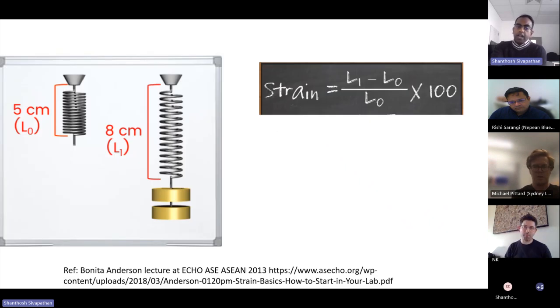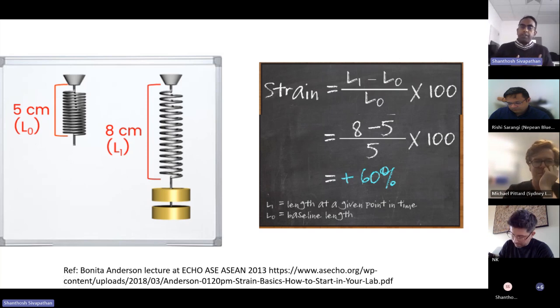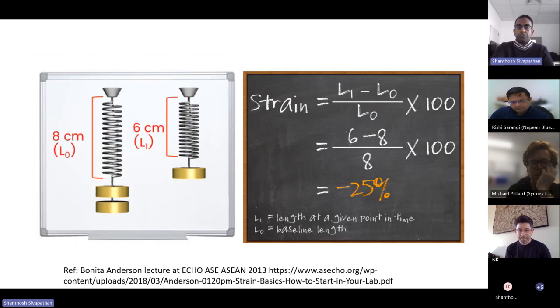Now, I've got this slide from one of Bonita Anderson's lectures back 10 years ago, and it is accessible online. Just looking at this, if you've got the original length as 5 centimeters and it elongates, or there's a longitudinal deformation of the myocardium, whatever the length, and it's now 8. 8 minus 5 divided by 5 gives you a lengthening of 60%. So that's the basic mathematical calculation of strain.